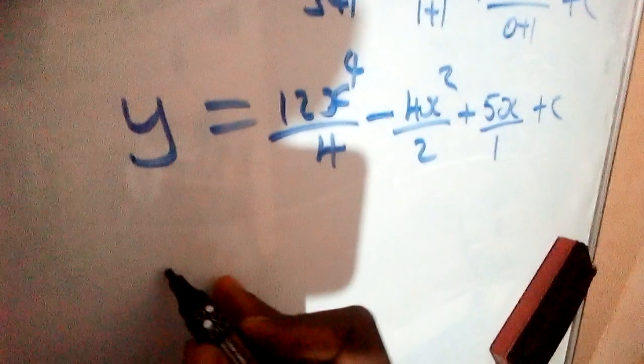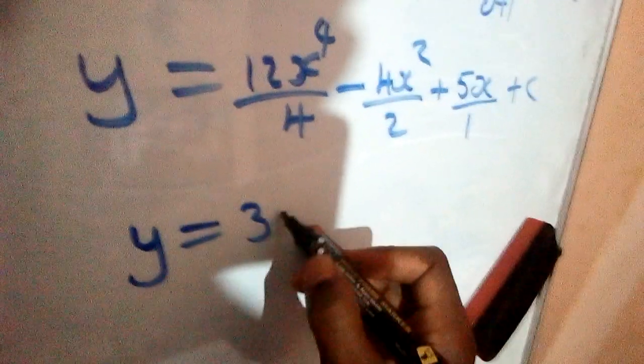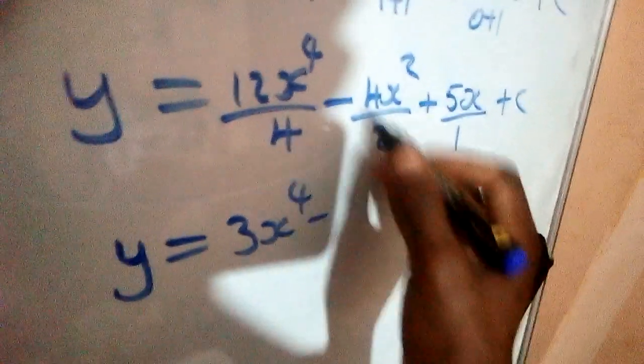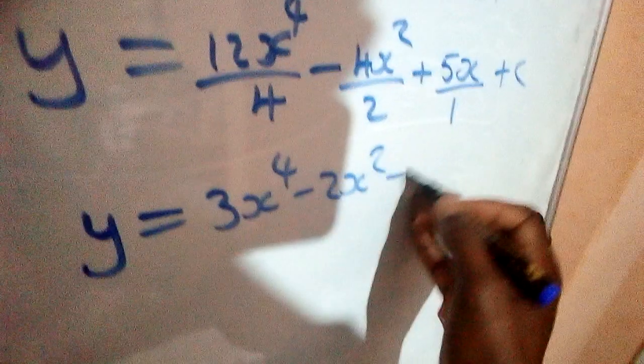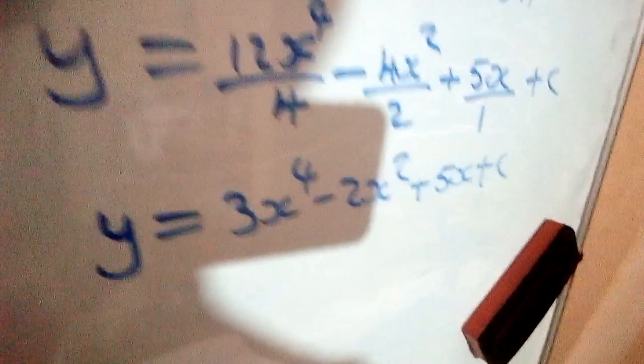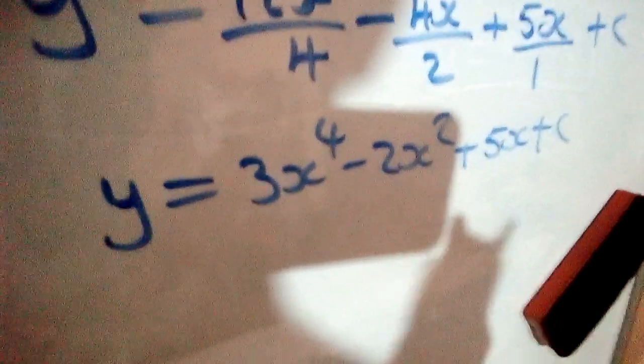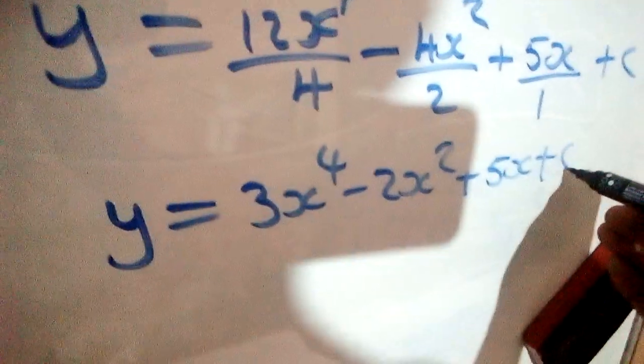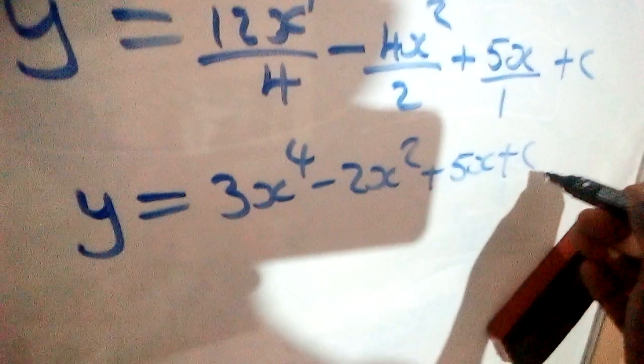Then as you go further, we simplify this particular function. We're going to have y equals 4 into 12, that's 3, x to the power 4, minus 2 into 4, that's 2x squared, plus 5x, plus c. You see, that's what you do. Once you do this, now we need to make sure that we find what c is. Take note, we need to find what c is.